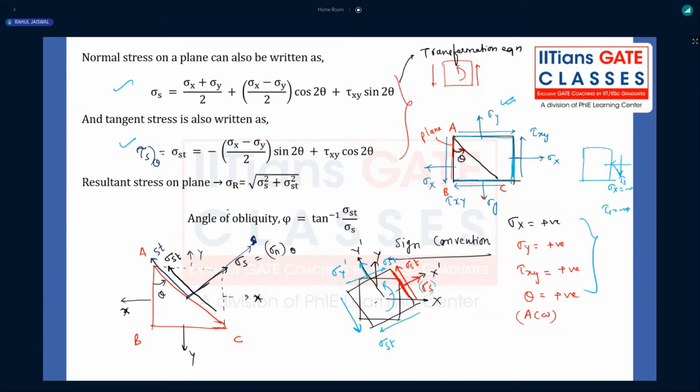Now sigma x and sigma y will be given to you in the problem, right? Now what about the angle of obliquity? The resultant stress of sigma s and sigma st makes some angle phi with sigma s, and that is called the angle of obliquity, right? The value is tan phi equals sigma st divided by sigma s. From there you can calculate phi, which is tan inverse of sigma st divided by sigma s, right? We will solve the numerical, and on the basis of that you will come to know all these fundamentals of sign conventions very soon.